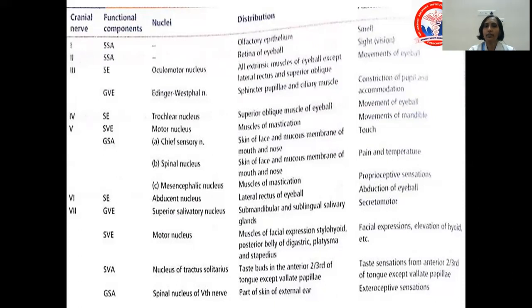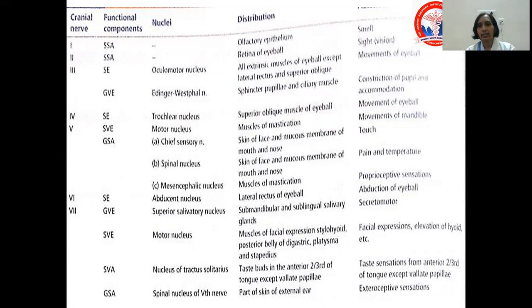Now the sixth cranial nerve. The sixth cranial nerve is the abducent nerve. It is purely motor, so it has only one component, that is somatic efferent. The fibers of the abducent nerve innervate the lateral rectus muscle fibers, which control the abduction movement of the eyeball.